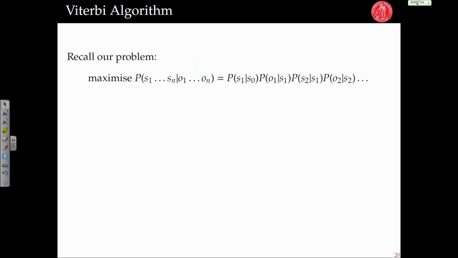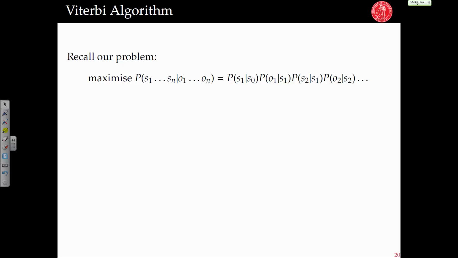So again, our problem is to maximize this. Here we have written out the sequence. So instead of big S and big O, we have the sequence, states from S1 to Sn and O1 to On, and we want to find the sequence of states that maximizes S given O, the sequence of states given the sequence of observations. And again, that's basically a multiplication of the transition and emission probabilities at each time point.